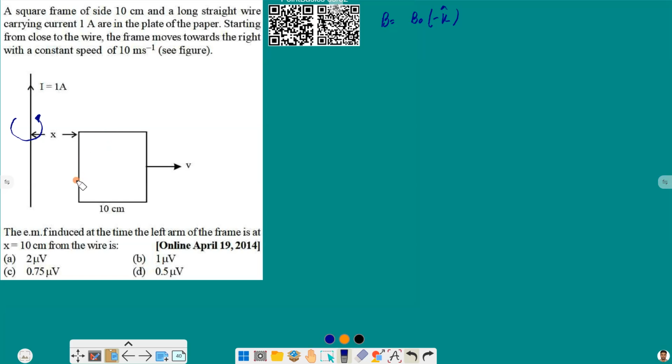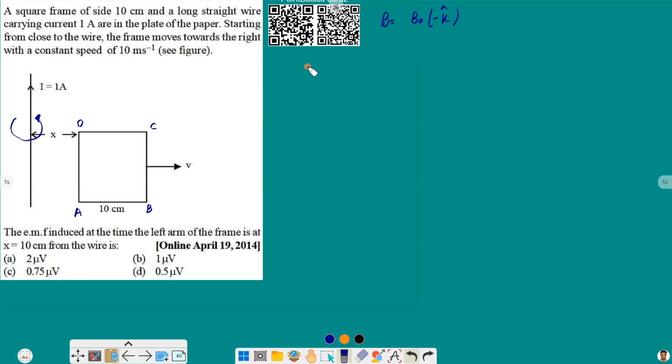Now here, this length is in y, for this again length in y, and for these two the length is in x direction. Let me mark here A, B, C, D. So the lengths of AD and BC conductors are in the y direction, and the lengths of CD and AB conductors are in the x direction.